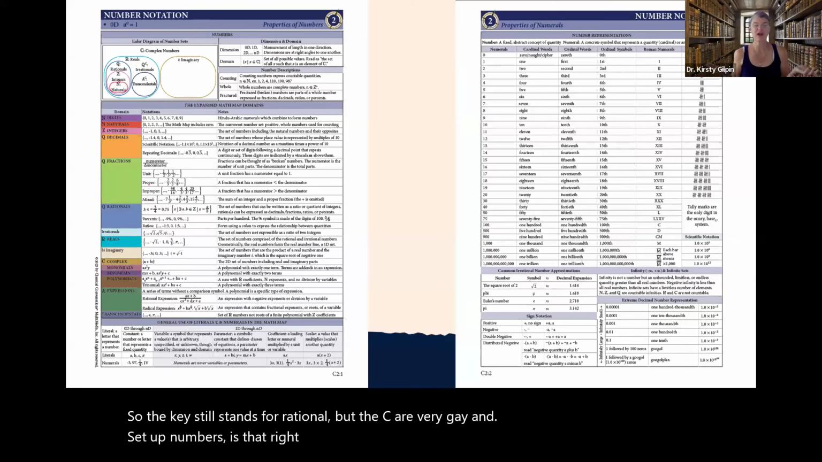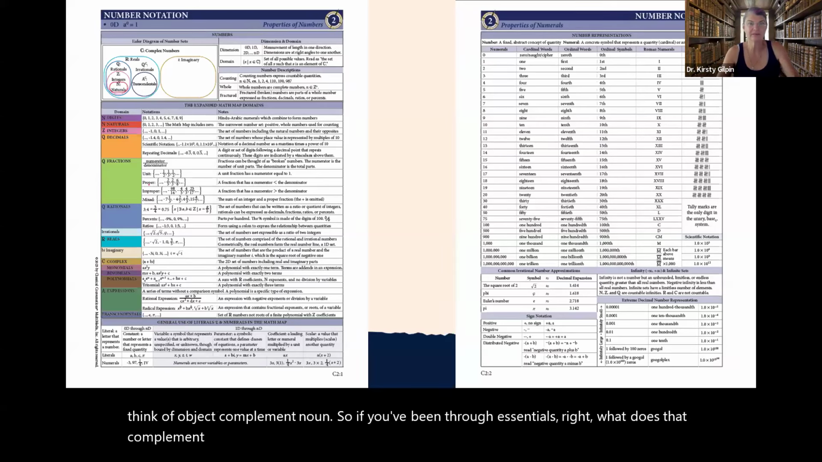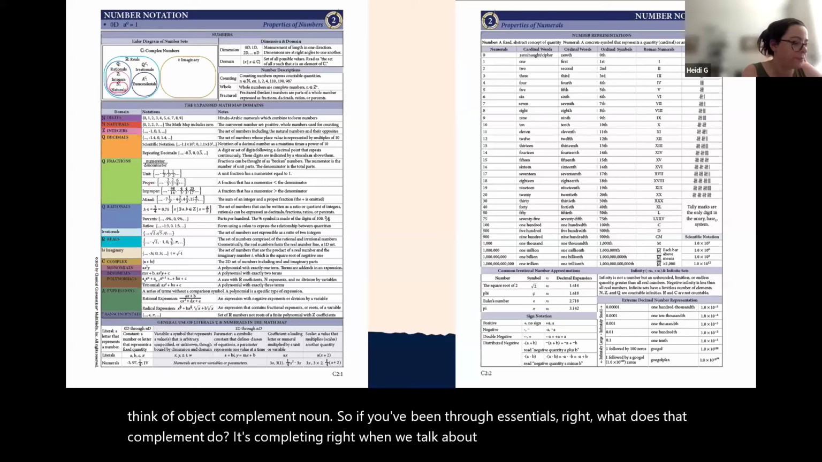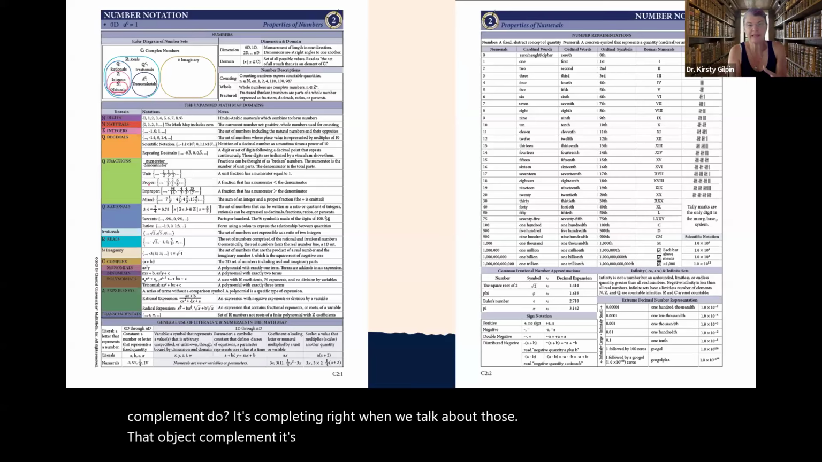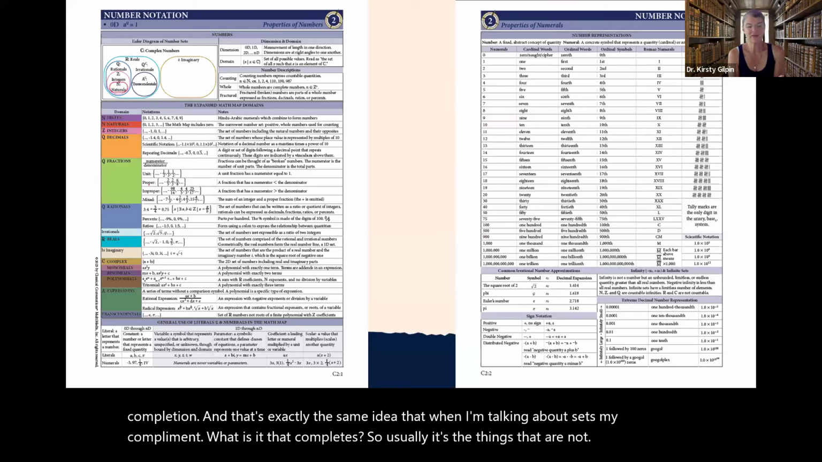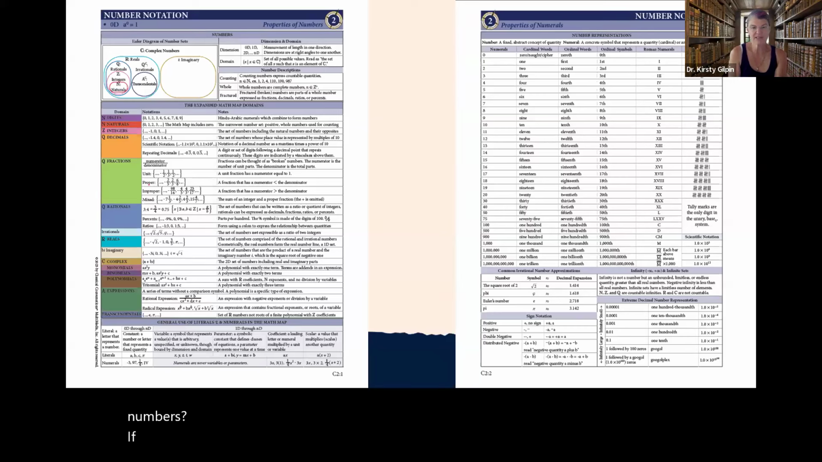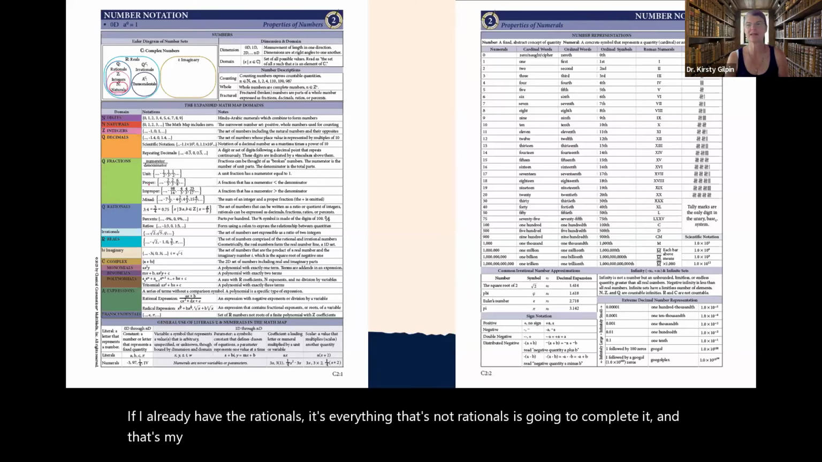Yeah, that's exactly it. So the complement, when we think of object complement noun, if you've been through essentials, what does that complement do? It's completing that idea. So a complement is a complete, and that's exactly the same idea when I'm talking about sets. My complement, what is it that completes? Usually it's the things that are not. So what's going to complete the set of real numbers? Well, if I already have the rationals, everything that's not rationals is going to complete it, and that's my irrationals. So excellent.